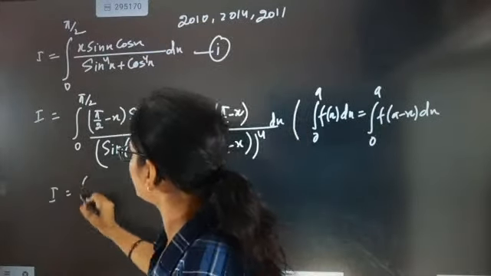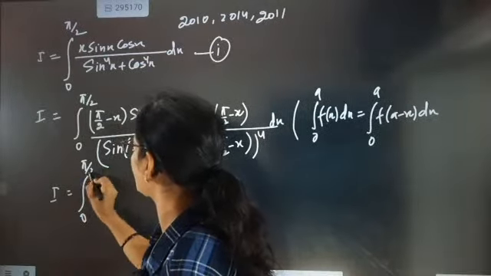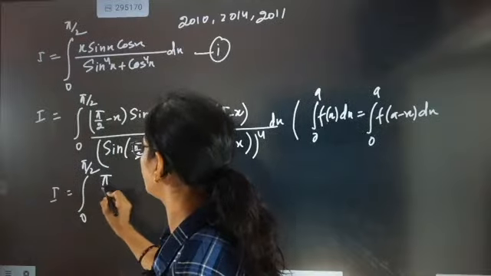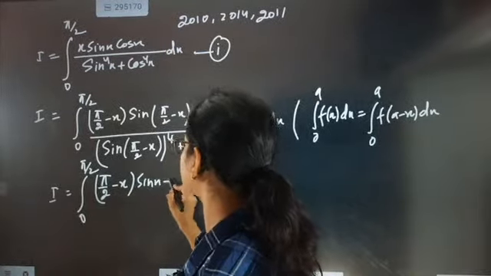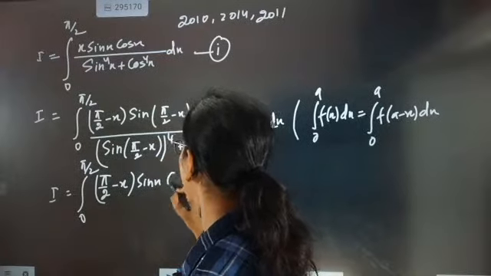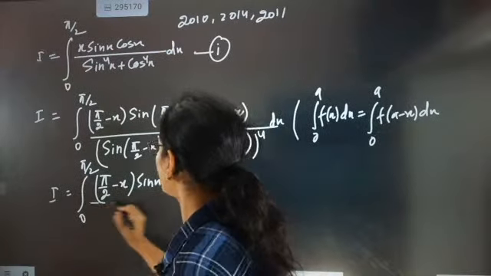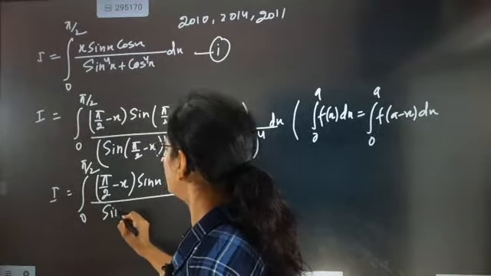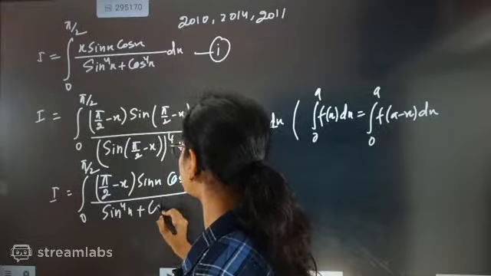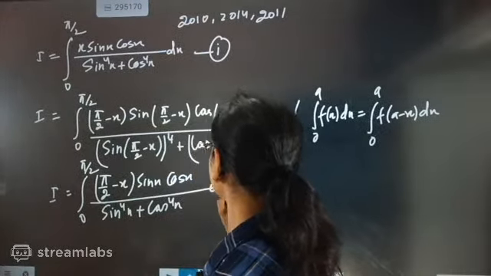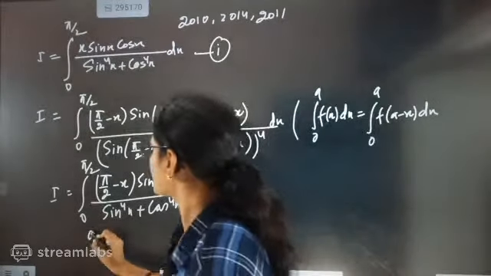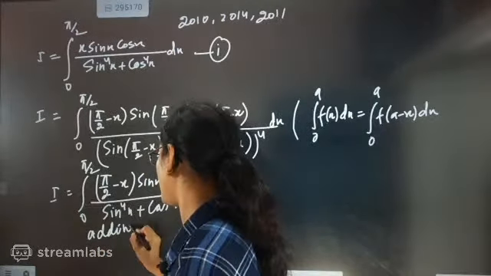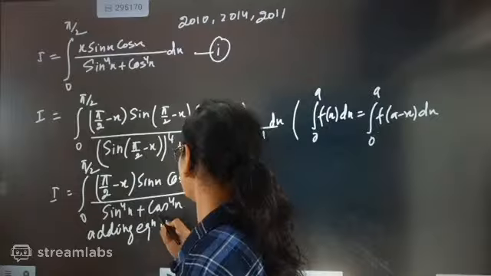Now this part is going to become equation 2, 0 to pi by 2. It is going to come as pi by 2 minus x, and here it is coming as sin x into cos x by sin to the power 4x plus cos to the power 4x dx. So now take this as equation 2, adding equation 1 and 2. Once you add equation 1 and equation 2, what will you get?